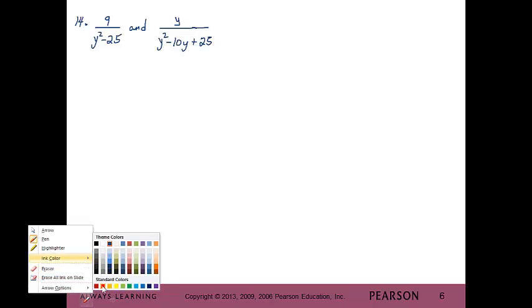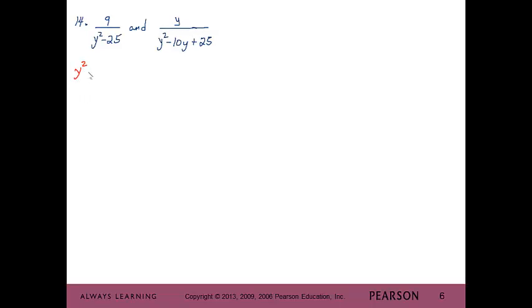Number 14, we have 9 over y squared minus 25 and y divided by y squared minus 10y plus 25. So let's start by factoring our denominators. So our denominators are y squared minus 25 and y squared minus 10y plus 25.